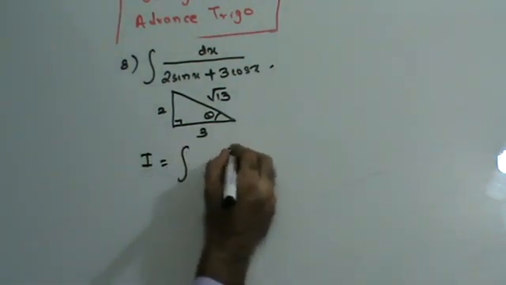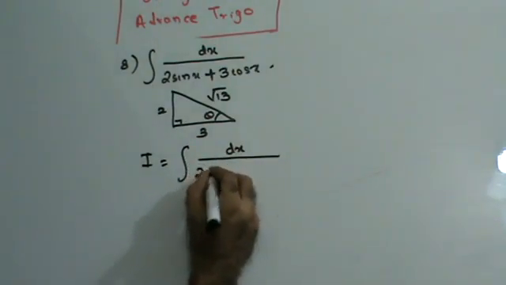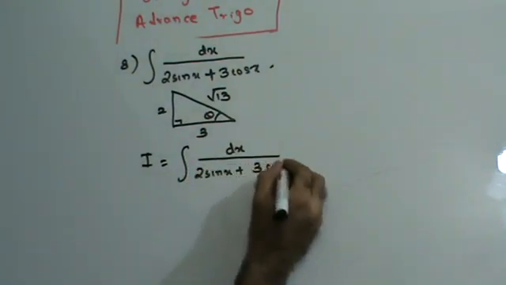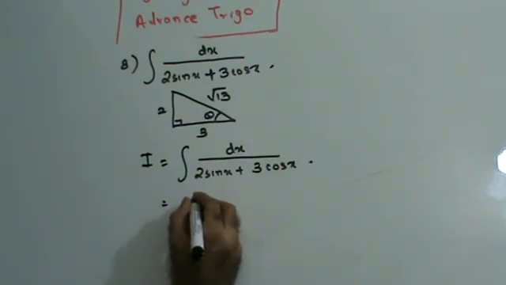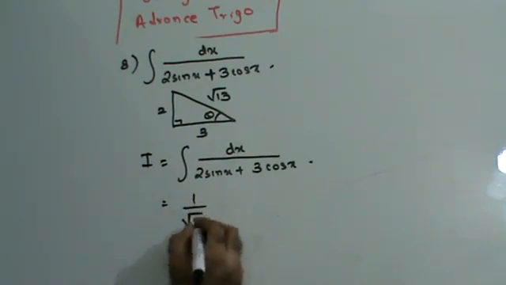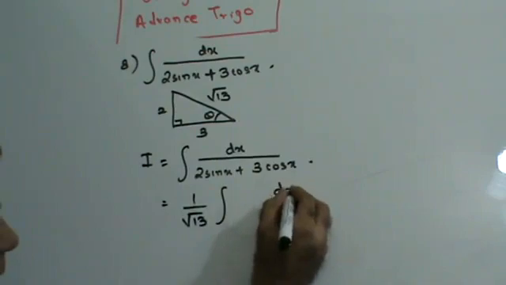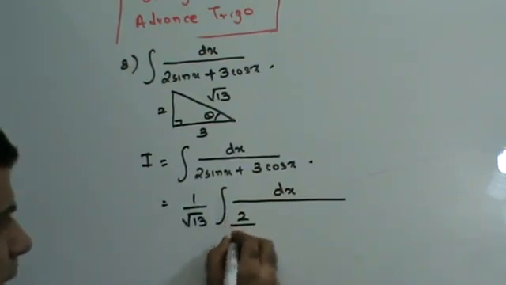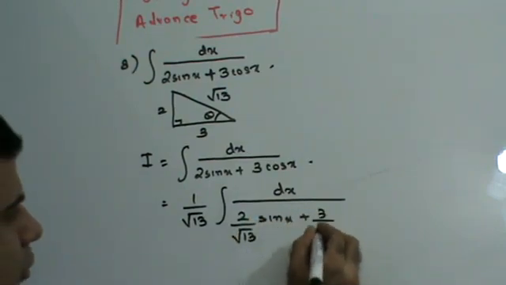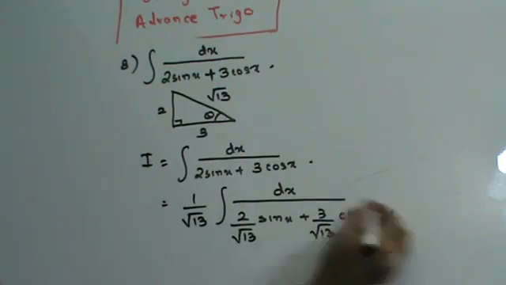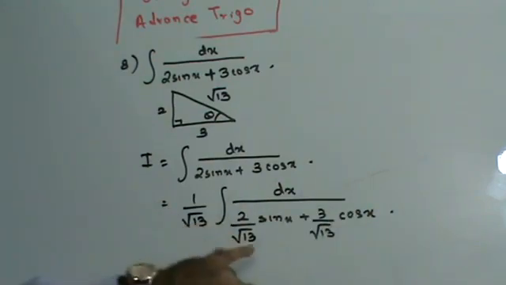I can say I is the integral of dx upon 2 sin x plus 3 cos x. Multiply the denominator by root 13, and divide the denominator by root 13. So this is going to be 1 upon root 13. I have multiplied the denominator by root 13. Now I am going to divide the denominator by root 13: 2 by root 13 sin x plus 3 by root 13 cos x.